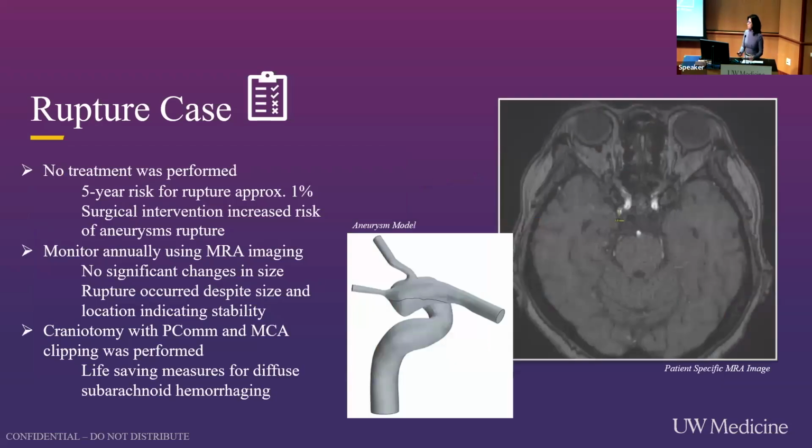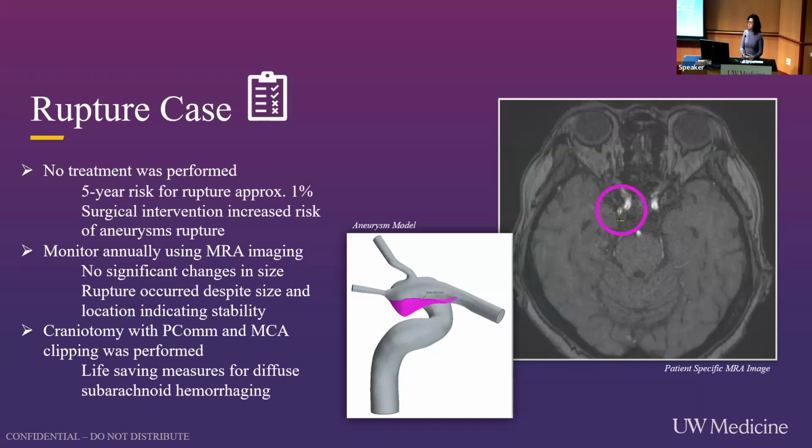The PCOM aneurysm, as seen highlighted here again, was relatively small and at low risk for rupture, so no treatment was performed. It was explained to the patient that the 5-year risk of rupture for aneurysms of this size was approximately 1%. Considering surgical intervention increased rupture risk, it was encouraged to monitor the aneurysms annually using MRI imaging. At the year mark, the patient's aneurysms were screened and showed no significant changes in size, as seen here.